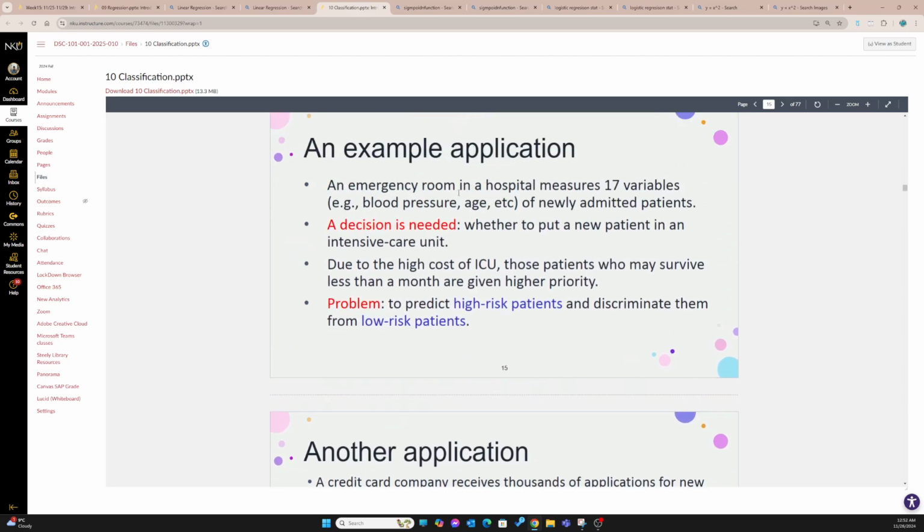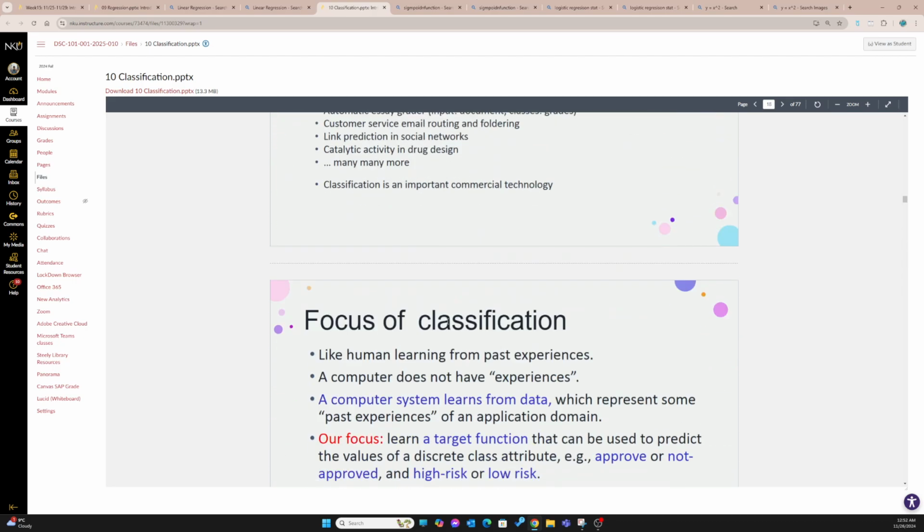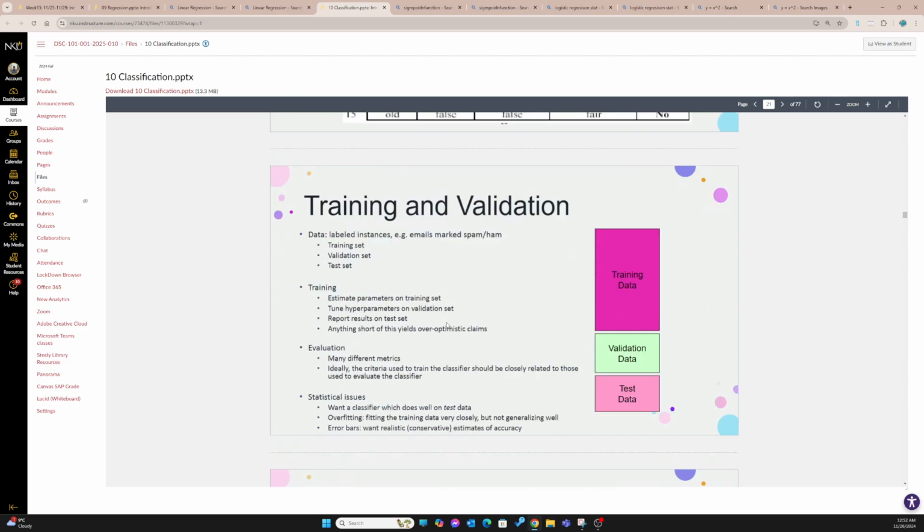An example application is to predict high risk and discriminate them from low risk patients. Yes, we could write these kinds of classification algorithms to use in real-life hospital scenarios. Some more applications. Let's see what he does.